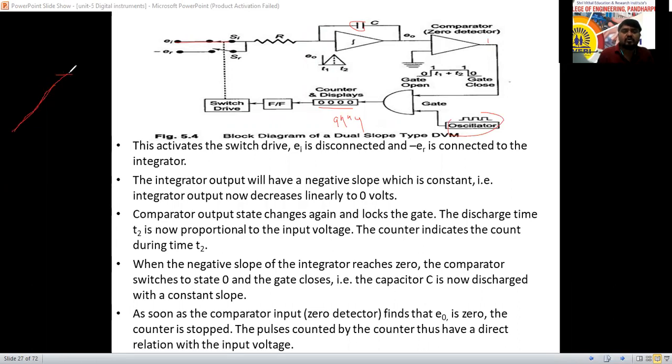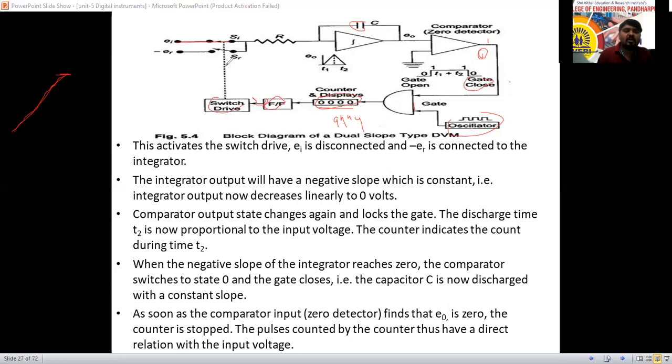Once it reaches the reference value, that is 0, the comparator compares and gives the output over there. It is going to change its state to 0. 0 means it is going to close the gate here. So closing the gate means the output will be 0. On that condition, the logic of this one will become 1. Initially it was 0 there, after that it will be 1.